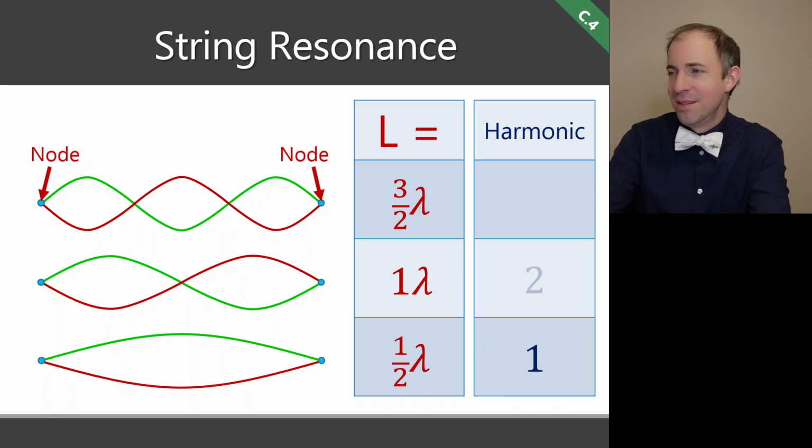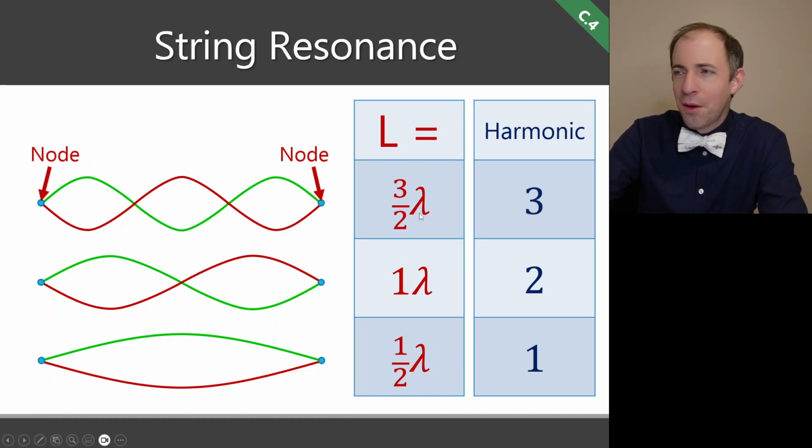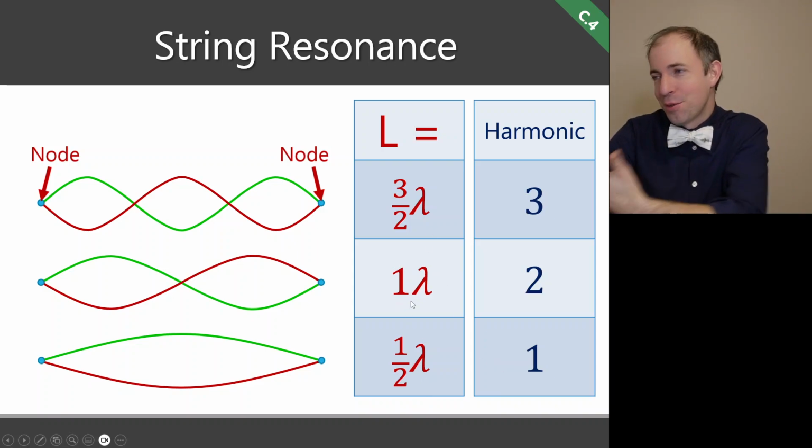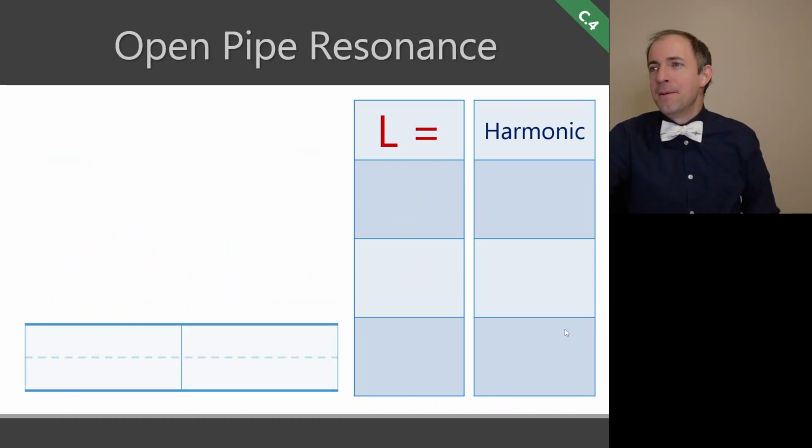If we go up one, that is now the second harmonic, followed by the third harmonic. You will notice here it actually follows the numerator in this fraction. So 1/2 becomes the one harmonic. 2 halves, or one, is the second harmonic, and 3 halves is the third harmonic.